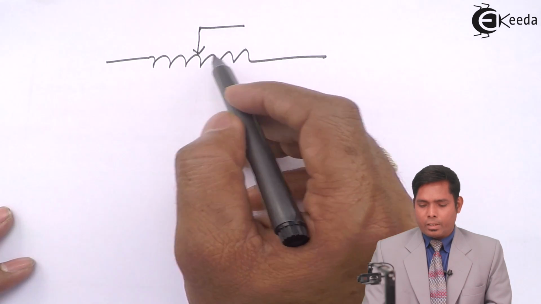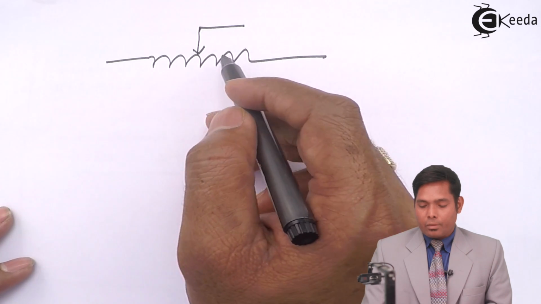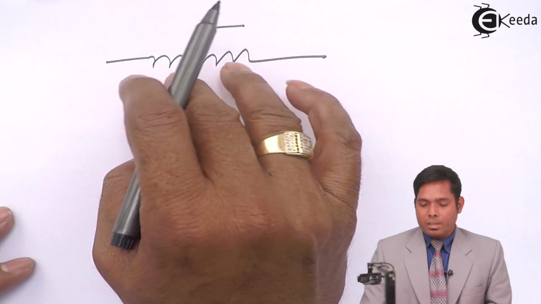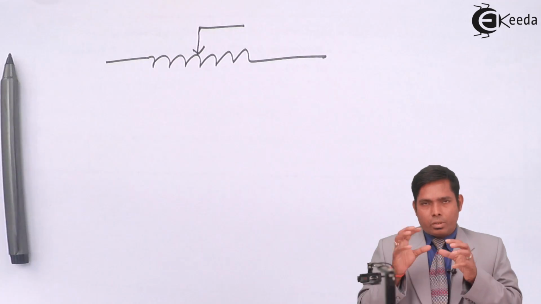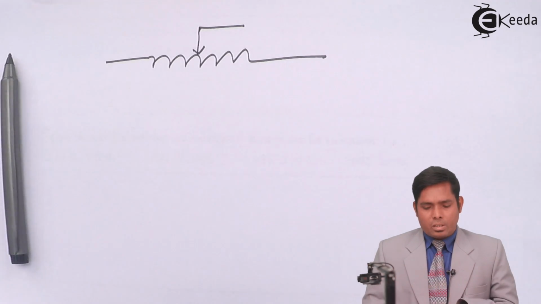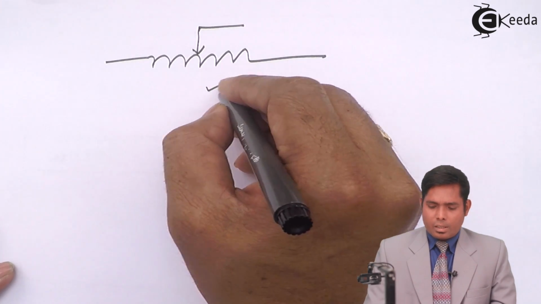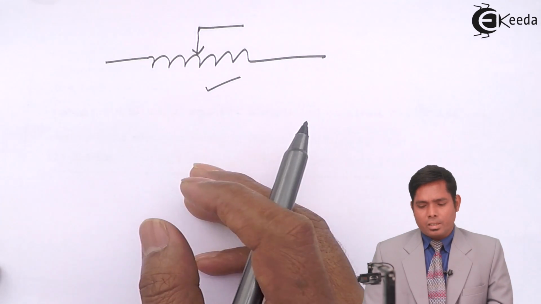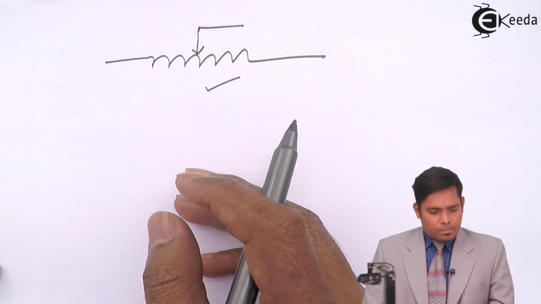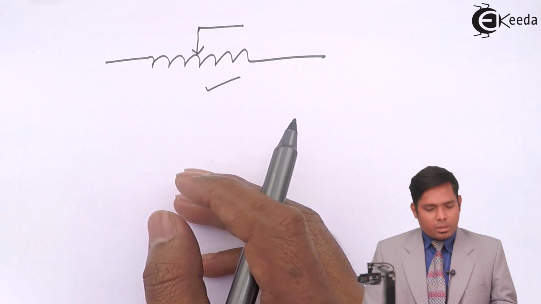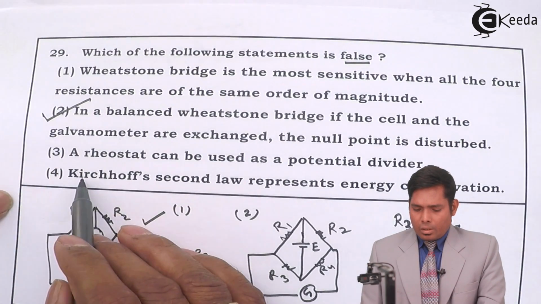You will have different resistances, and by tapping here, you can slide that and get different values of resistance. So it basically divides a given resistance into two different parts. When you divide the resistance, you divide the potential also. The rheostat can be used as a potential divider. The statement is correct, that it is also used as a potential divider. By dividing the resistance, you also divide the potential. So that cannot be the answer.